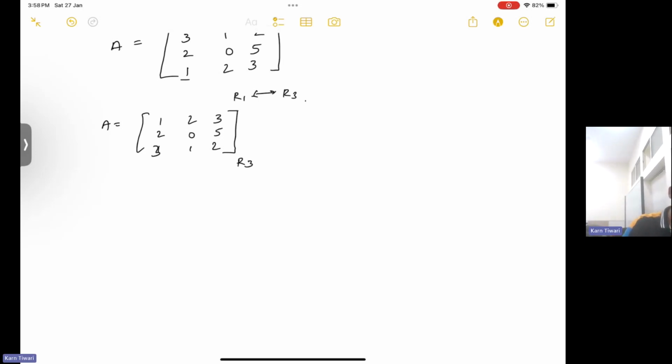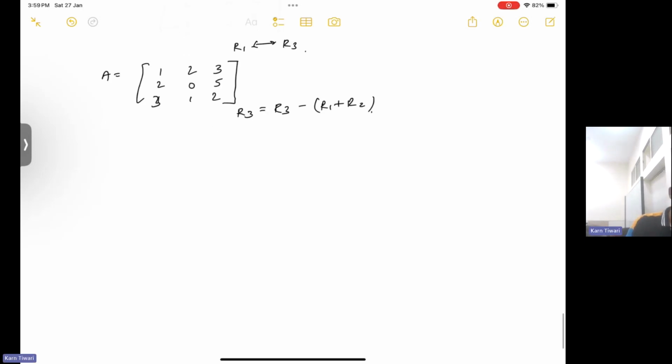R3, that is row 3, is equal to row 3 minus row 1. Perform this operation. What it does is, A becomes 1, 2, 3, 2, 0, 5. The first element becomes 0. The second element is 1 minus 2, that is minus 1. And the third element becomes 3 minus... 2 minus 8, that is minus 6. We are able to get 0 here.